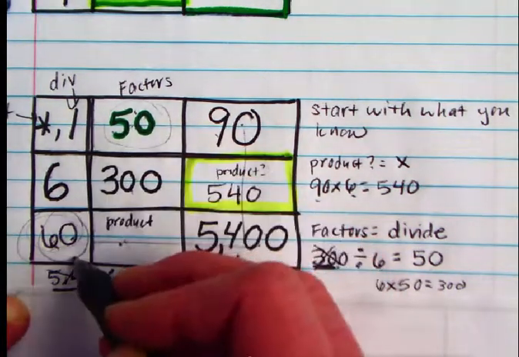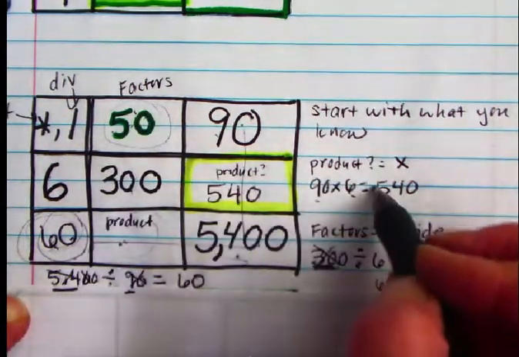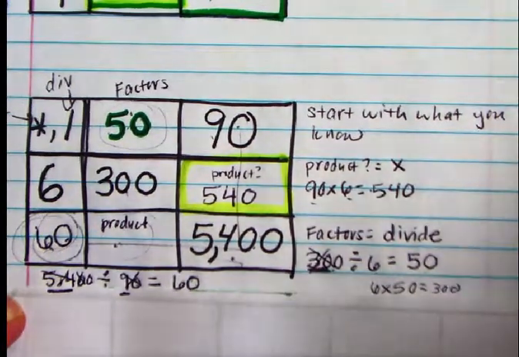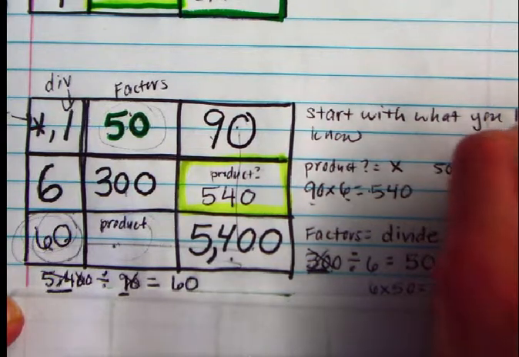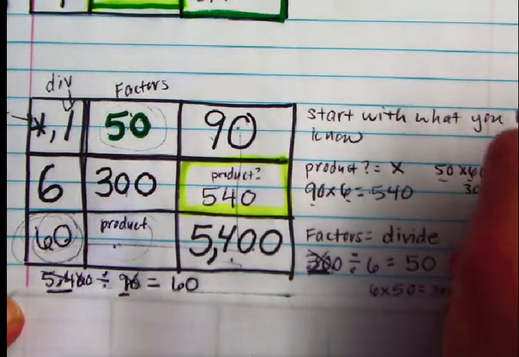Now I can figure this one out. I'm looking for a product, so I'm multiplying. 50 times 60 is equal to 3,000.